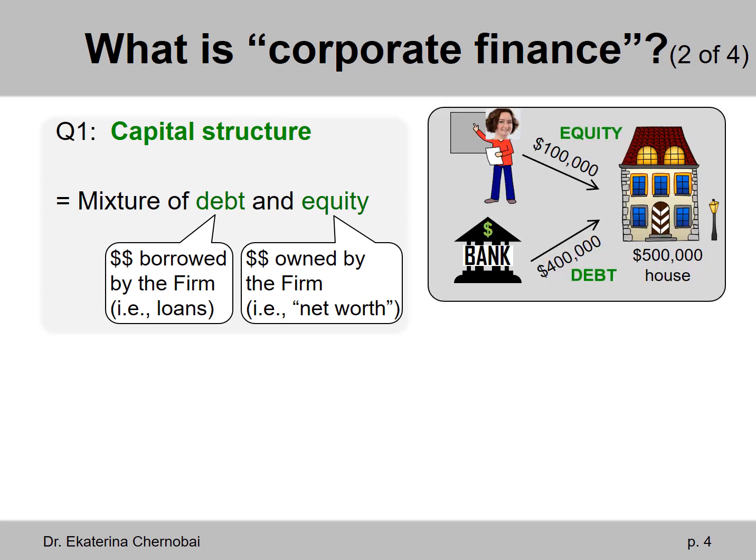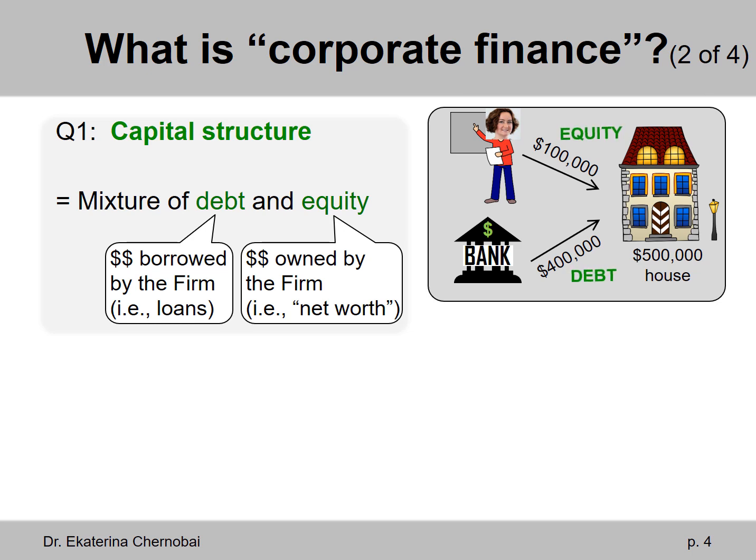For example, imagine Professor Chernobyl buying a $500,000 house. Typically, banks require that you pay 20% of the house price out of your pocket. So I will be paying $100,000, which is 20% of $500,000, out of my pocket. So savings I have in my bank accounts, right? The money that's mine. This is equity. And the remaining $400,000 would come from a home loan from some local bank.